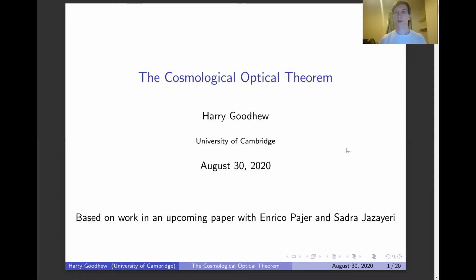This talk is about the consequences of unitarity on cosmological correlators, based on work from an upcoming paper with Enrico and Sadra that we labelled the Cosmological Optical Theorem.